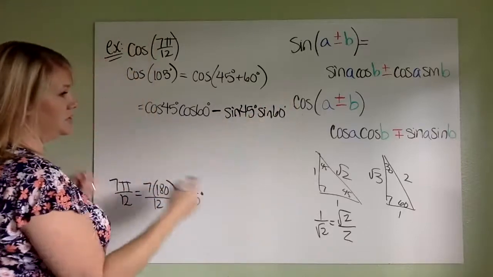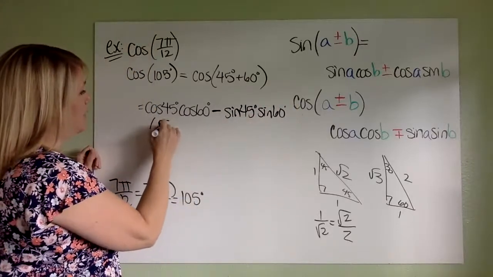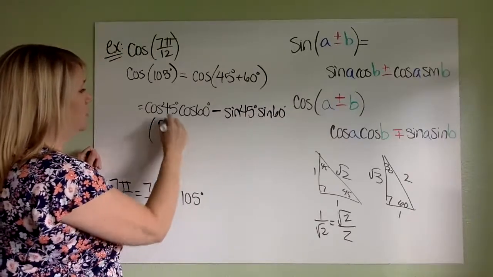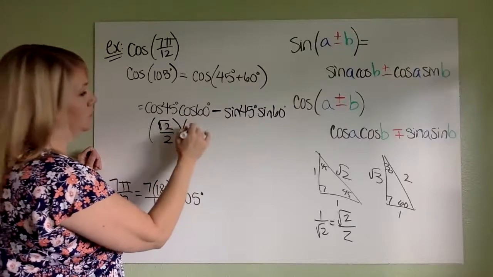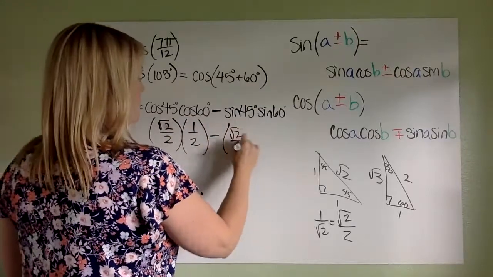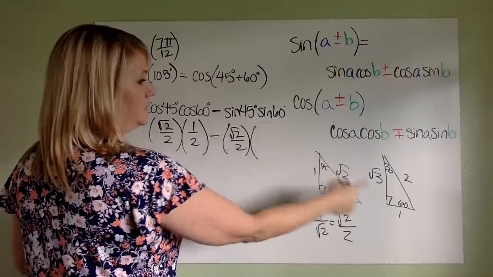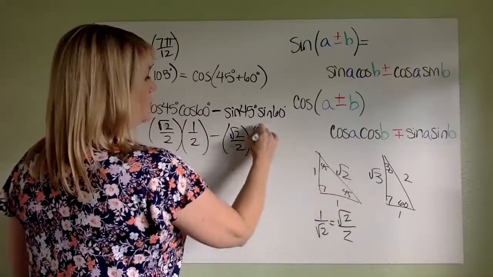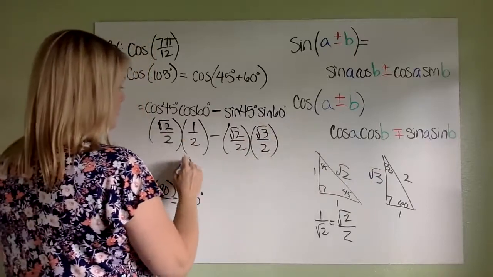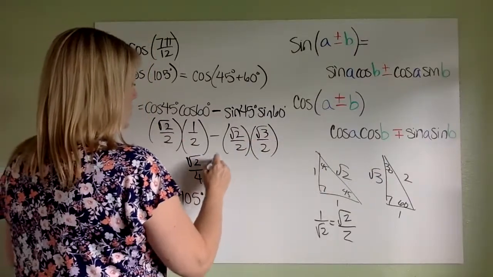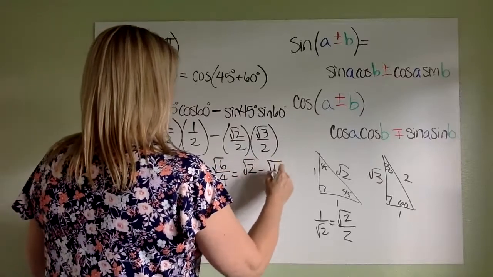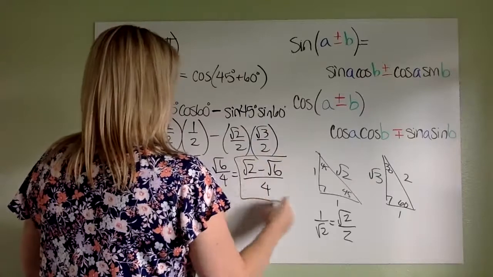Now we already talked about these in the last problem. So cosine of 45 is the square root of 2 over 2. Cosine of 60 is 1/2. Sine of 45 is square root of 2 over 2. And then sine of 60 is square root of 3 over 2. And so then I get square root of 2 over 4 minus square root of 6 over 4, and leaving my answer like that.